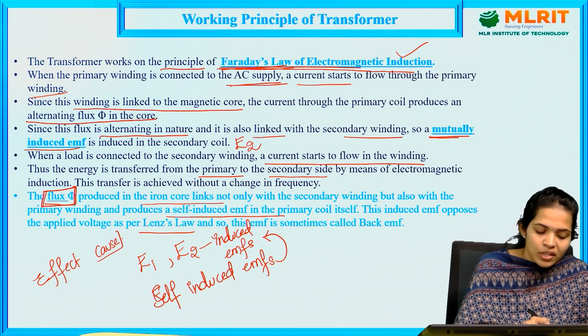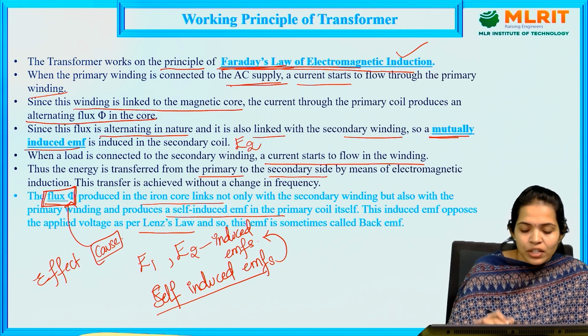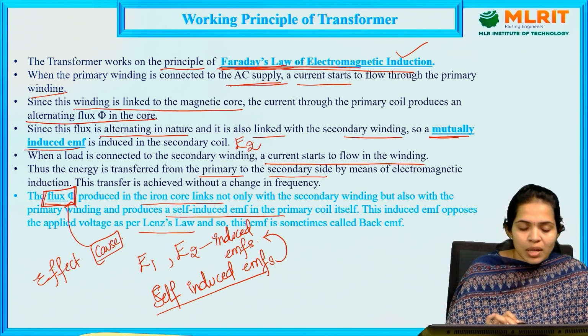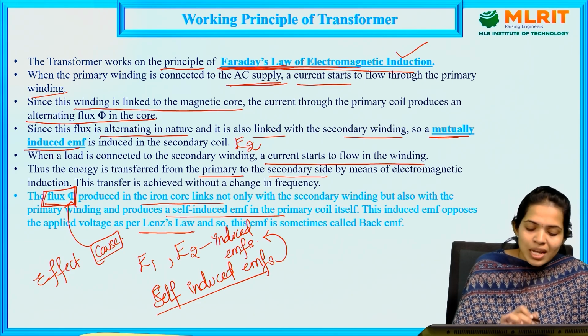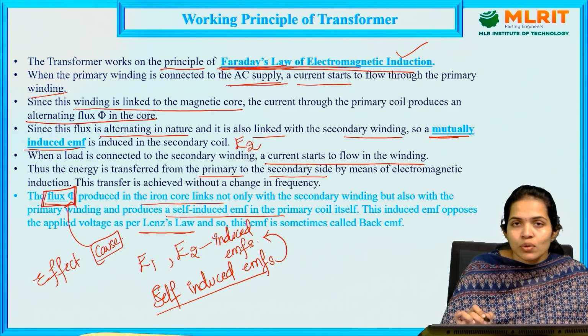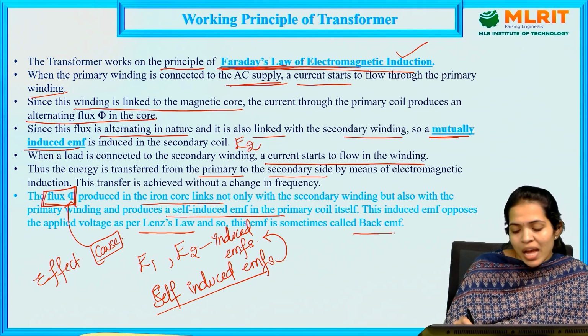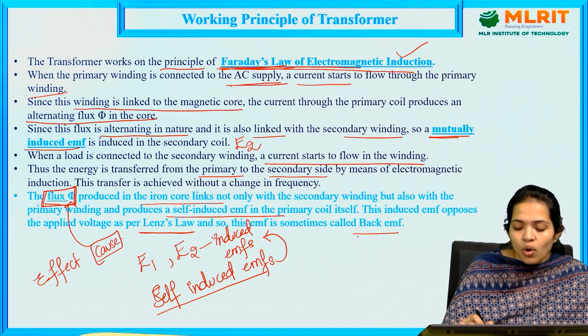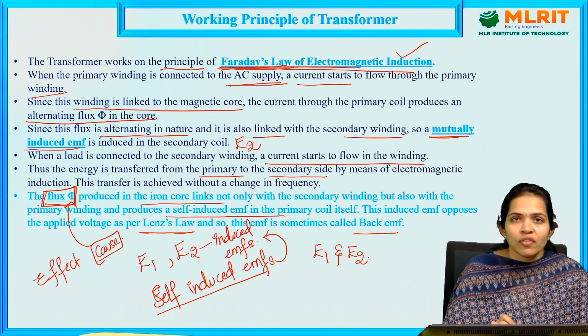So the cause for this is nothing but the flux, and the effect is nothing but the self-induced EMF. So self-induced EMF will oppose the flux. That's why, based upon this Lenz's law, there is a flux. The self-induced EMF in the primary and secondary circuit of the transformer is called back EMF. So this back EMF will always oppose the mutually induced EMFs E1 and E2. So this is about the working principle of the transformer.